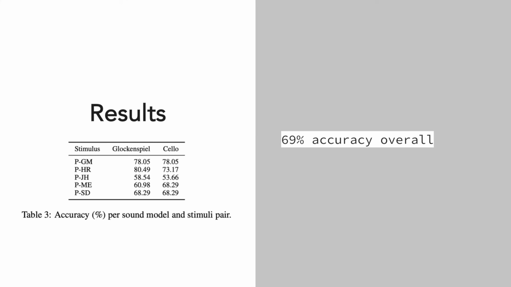Pooling the data across sound models and stimuli resulted in an overall accuracy of 69%, which was significantly higher than chance. In other words, the participants managed to distinguish between coherent versus non-coherent sonifications rather accurately. However, qualitative findings indicated that the rhythmical structure of the heartbeats may influence how the sonifications are perceived, in terms of communicated coherence.